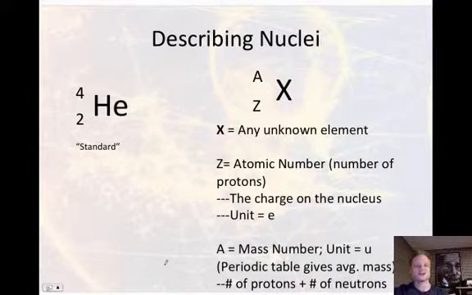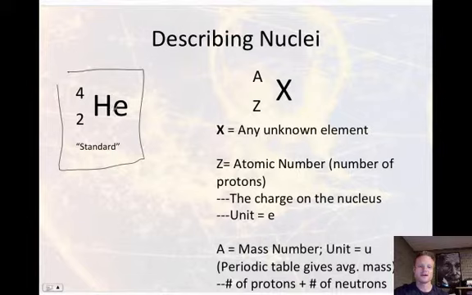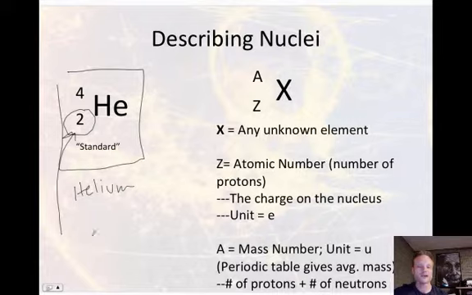So we're going to talk about some ways of describing the nucleus of an atom, and this may seem somewhat familiar to you if you've taken chemistry. If you haven't, don't worry, we'll go through it. This on the right is the standard model, where He stands for helium. And these numbers all mean something. This 2 is referred to as the atomic number, and this is the number of protons found in helium. So helium has 2 protons.